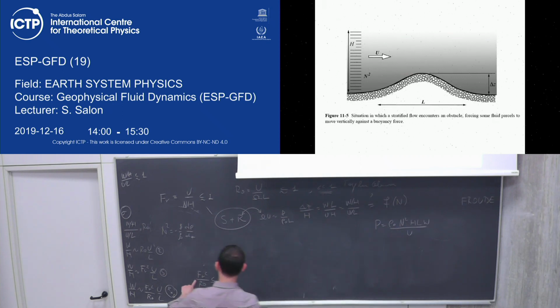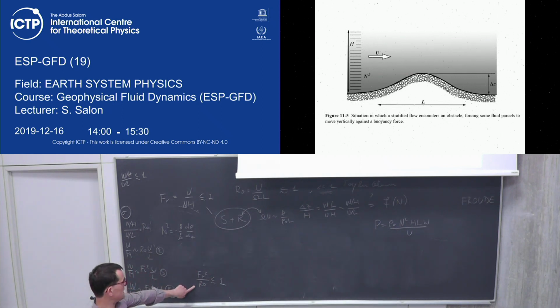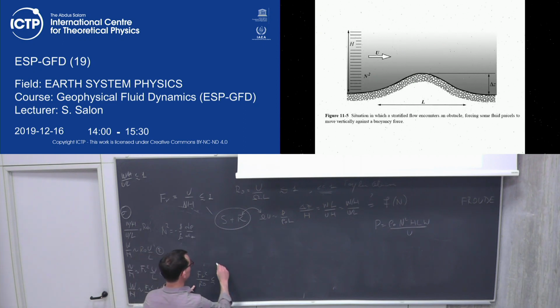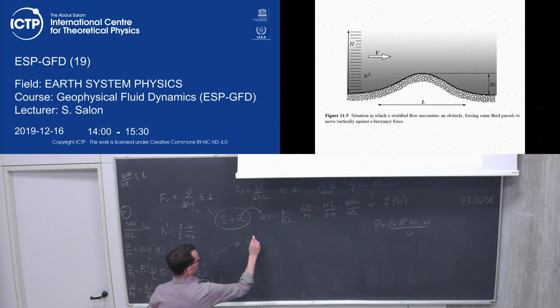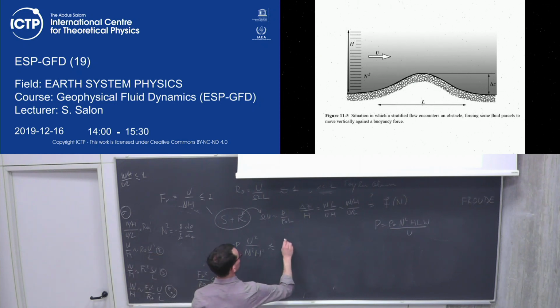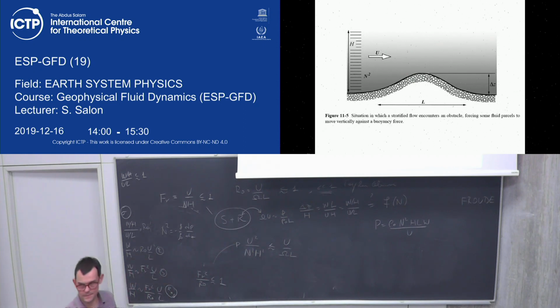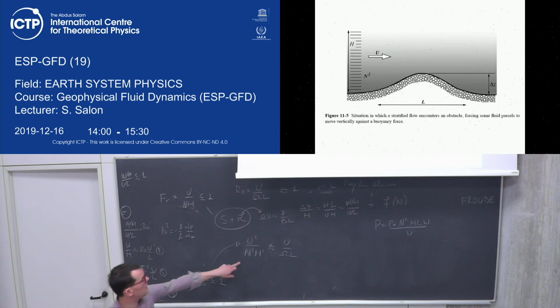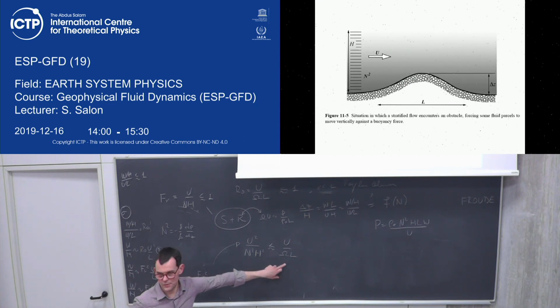So, if the Froude number squared divided by rho zero, over the Rossby number, is smaller than 1, it means that U squared, N squared, H squared must be smaller or at maximum of order U omega L. Right? The Froude number squared is smaller than the Rossby number.